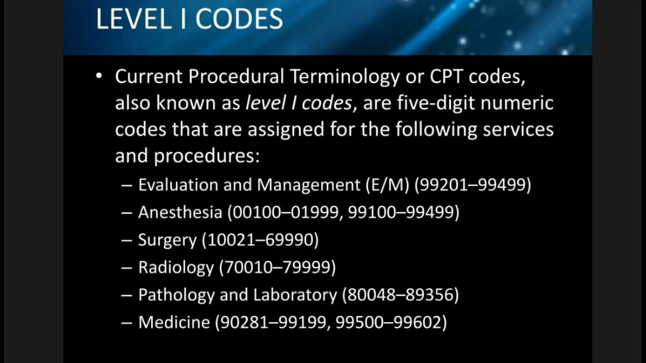All of your surgery codes begin with a 1 through 6. Your radiology begins with 7, 70000 to 79999, and your pathology and laboratory codes are your 8000 series codes from 80000 to 89999, and your medicine codes are your 90281 to 99199 and your 99500 to 99602.